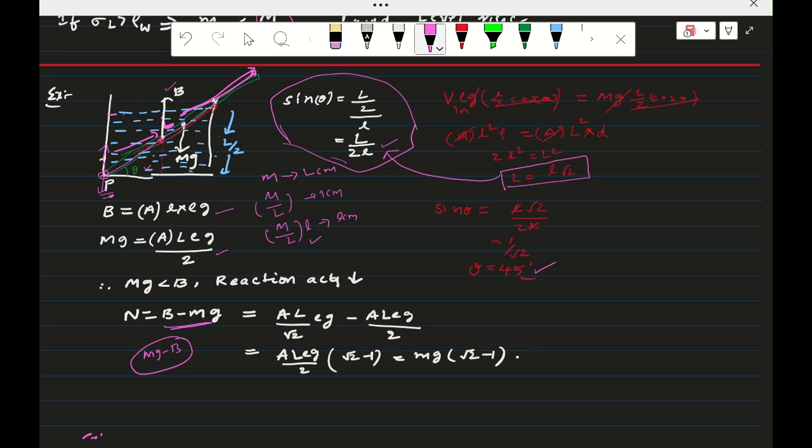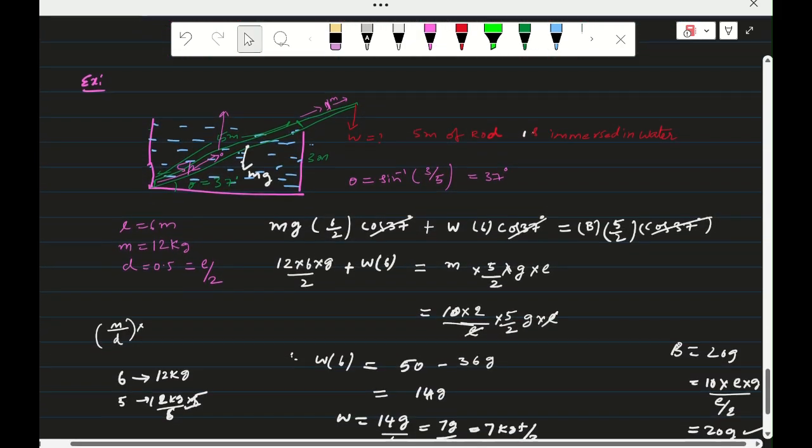But it is given that the rod is in equilibrium with length L immersed. That means the reaction force is acting downwards. The force at this pivoted point is acting downwards. So now apply the equation N plus mg is equal to buoyancy, taking the reaction as acting downwards. For that clarity, I have explained here. First I have to find the buoyancy and mg from that. Then after solving, we will get this answer.